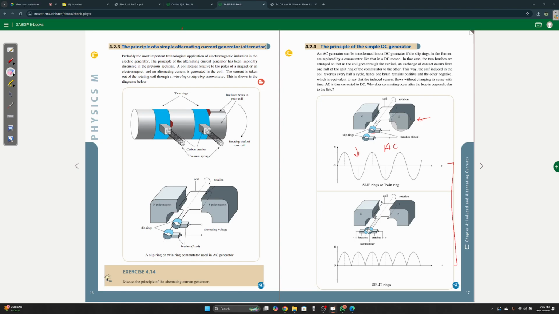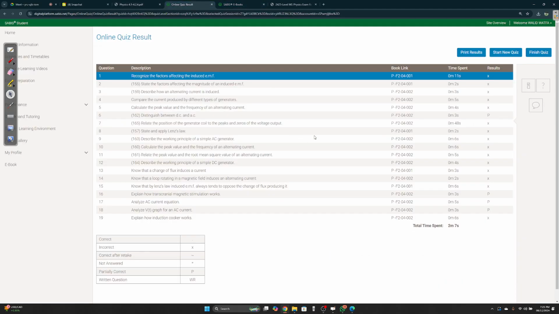How do you know which one's AC? Well, how is AC different than DC? AC has two slip rings. DC has a split ring commutator. Okay? This one here, when it stays positive all the time, it means it's DC. Okay? Like this we've finished the notes, so let me just start with the quiz.